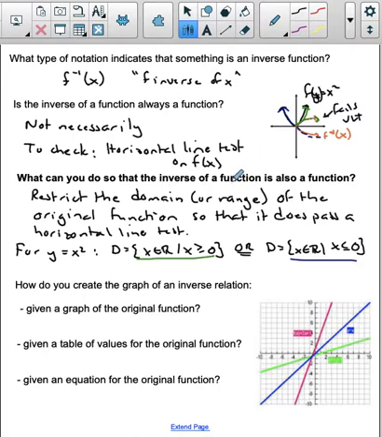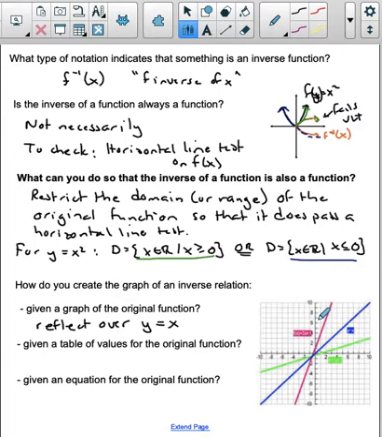So now to talk about how to create the graph of an inverse relation. When you have a graph of the original function, like this pink line, you can reflect it over the line y equals x, which is all that happens here too. You have y equals x running through here, and then your inverse has been reflected over it. So, reflect over y equals x. That's just a line with a slope of 1 through the origin.